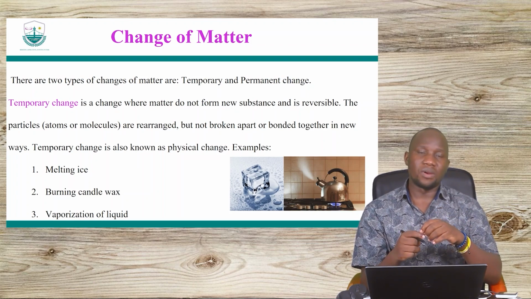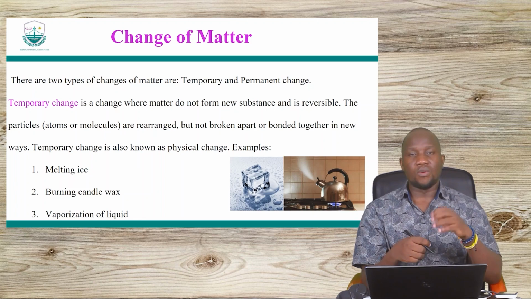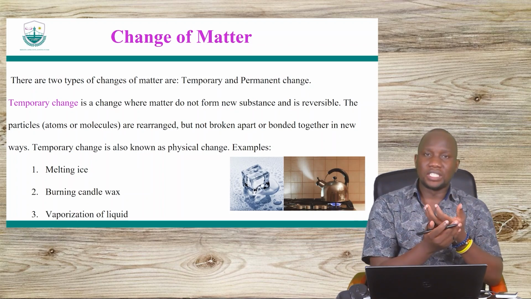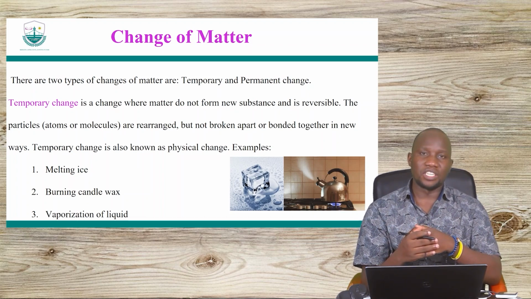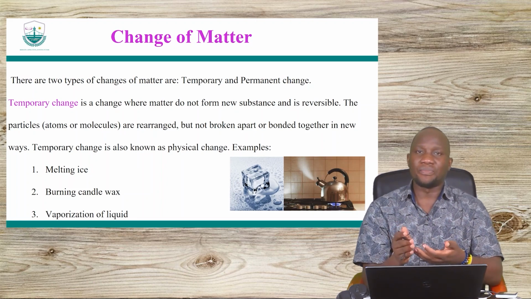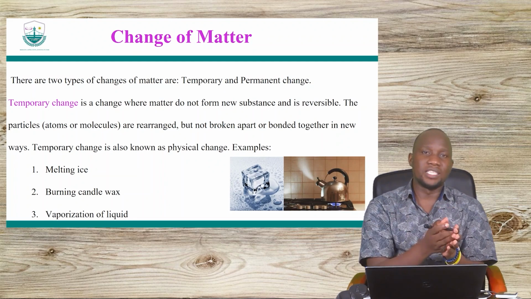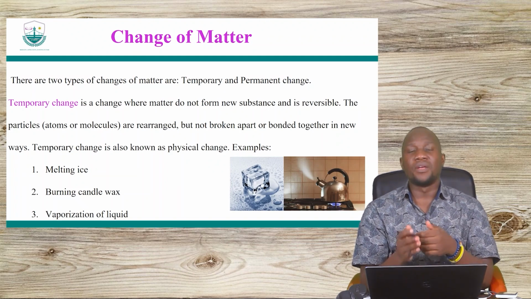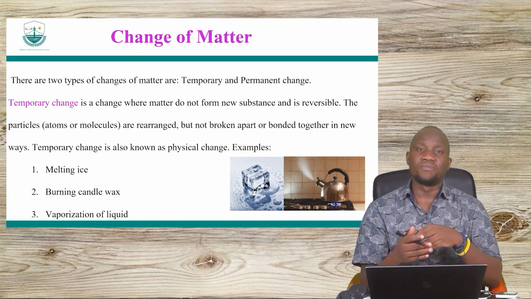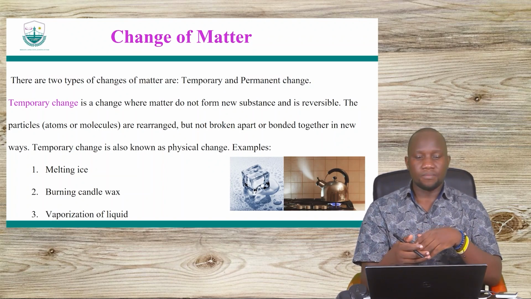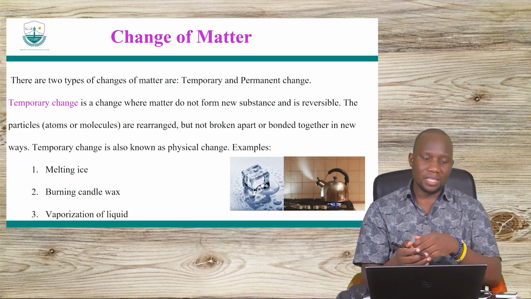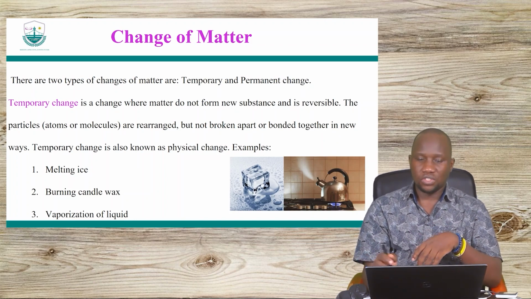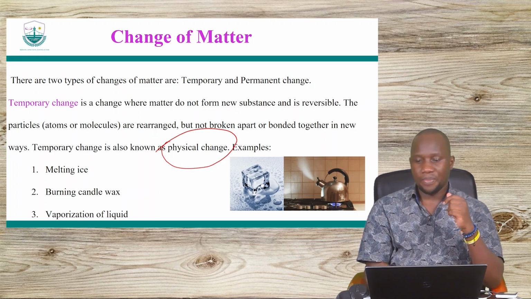So let's start with the temporary change. If you have solid ice and you melt it to form water, that is a temporary change because the composition is actually the same. And you can get this water and turn it to ice as long as you lower the temperature. That is what you call a temporary change. So a temporary change is actually reversible, and you don't form a new product. Okay? So things like melting the ice, burning the candle wax, vaporization of water, these are temporary changes. And we actually call them physical changes, just like the one we have here.